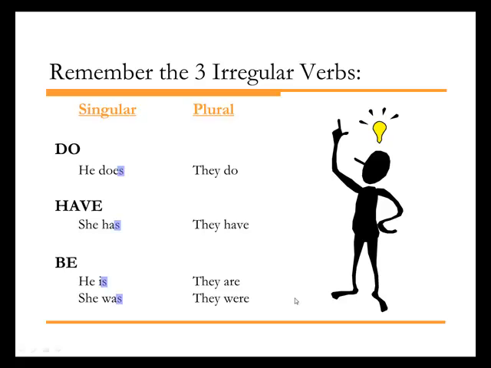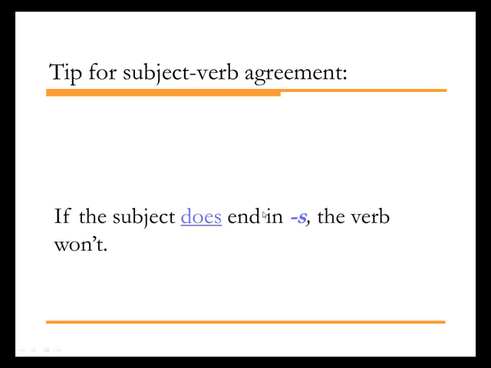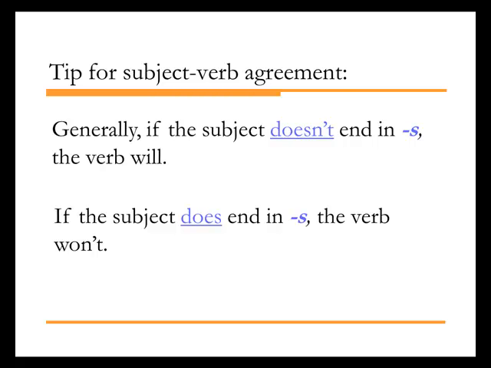The same thing holds true even with irregular verbs. Singular subjects take singular verbs, and plural subjects take plural verbs. A way to help you remember this is that singular subjects have S's on the end. Plural subjects don't. Another tip for subject-verb agreement is this. If the subject ends in an S, the verb won't. But if the subject doesn't end in an S, the verb will.